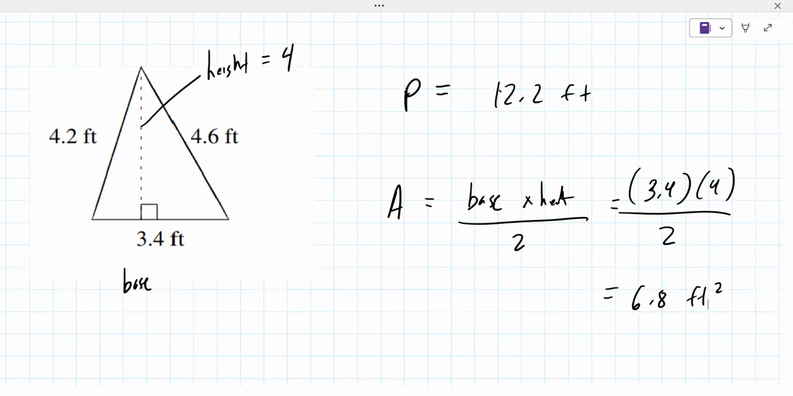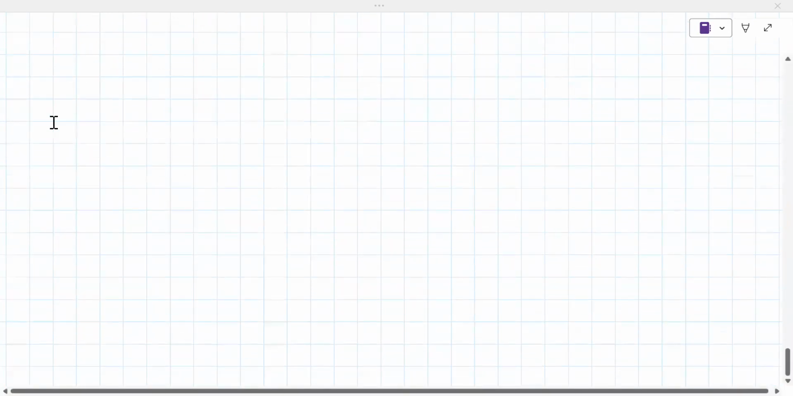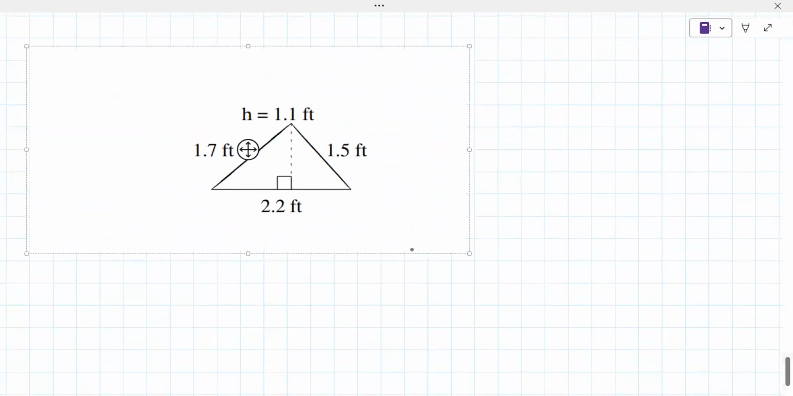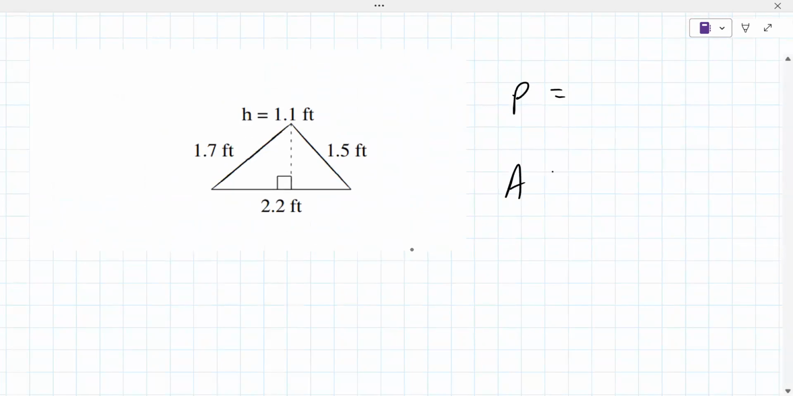Okay, very good. So let me give you a problem to try from start to finish. Use this one over here on the right. So give me the perimeter and the area, please.